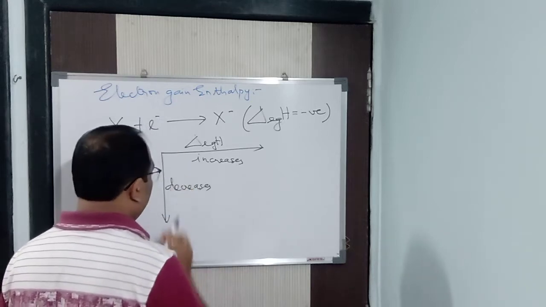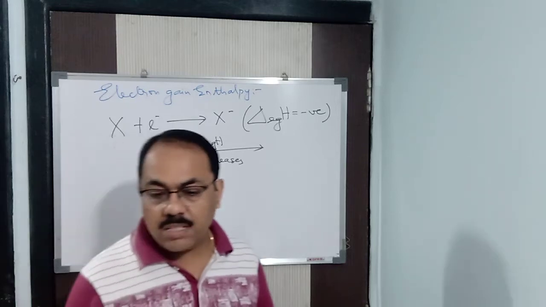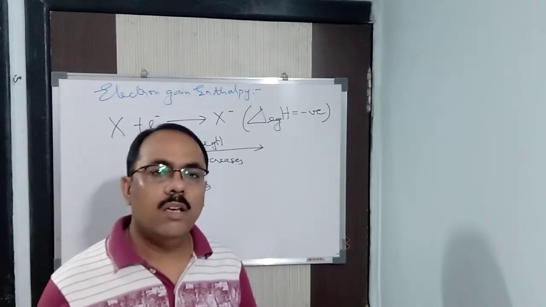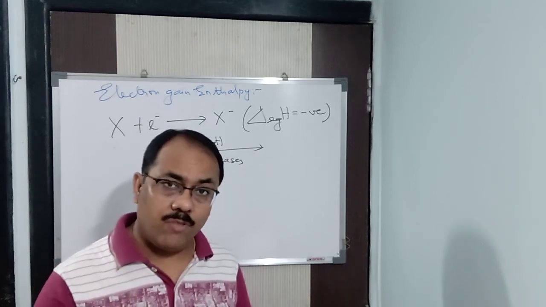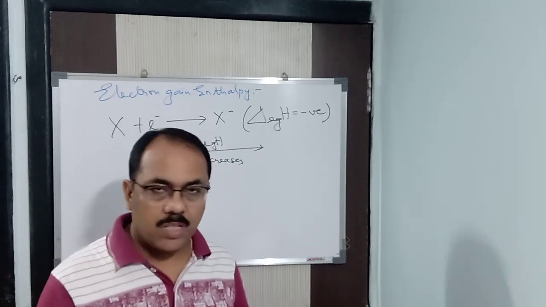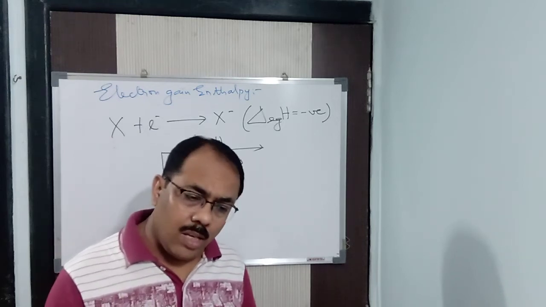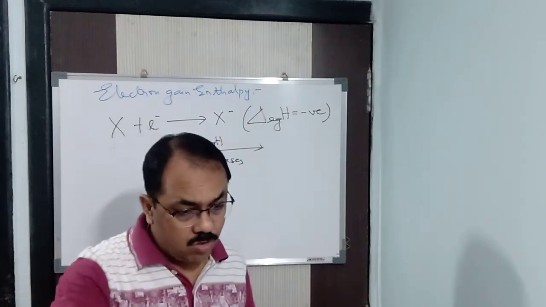When coming down the group, electron gain enthalpy decreases because the atomic size increases. As atomic size increases, electron gain enthalpy decreases. As I told you in the previous properties also, when the atomic size increases, it is not only easy to remove an electron, but also it is easy to add an electron to it.